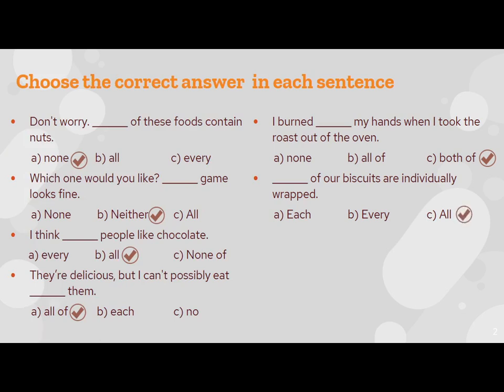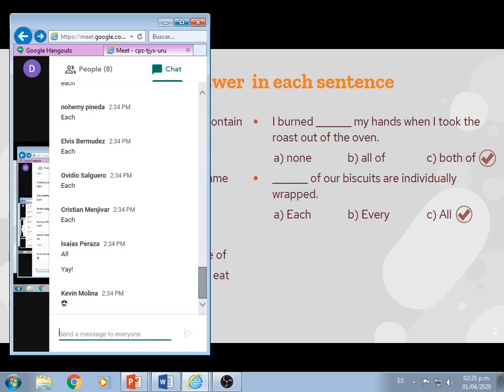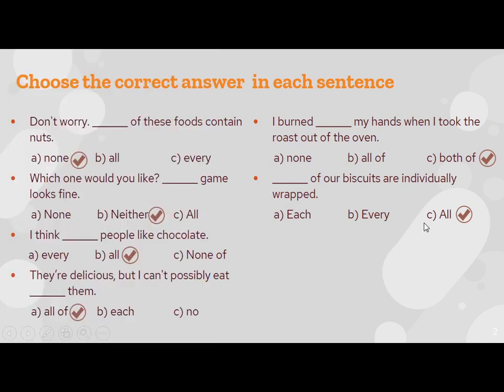Let's take a look at what the answer is, everyone. The answer here is all, and I will explain to you why. First of all, every cannot be the answer, because it is impossible to have every of. Now, you could have each of our biscuits, but if you're saying each, the verb to be would have to be in the singular form, is. Each of our biscuits is individually wrapped, but here we're not having is, we're having are, the plural form, and the only one that we can use in the plural form is all. All of our biscuits are individually wrapped. Okay, yes, congrats.